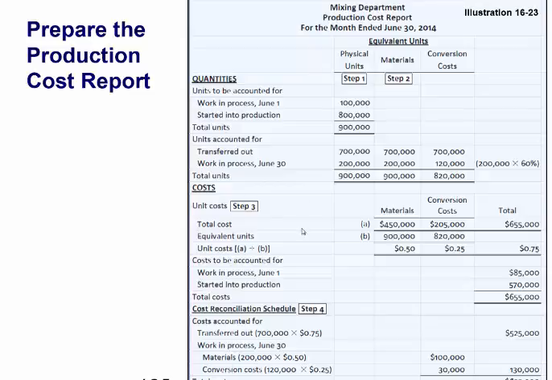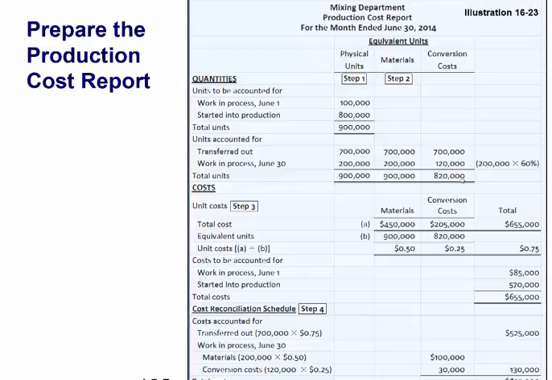So total cost brought forward. This was $50,000 from beginning WIP materials, plus $400,000 in materials for June. For conversion costs, we had $35,000 as to conversion from beginning WIP brought from May, plus $170,000 incurred in June. We added those together to give us $205,000. $450,000 plus $205,000 equals $655,000.